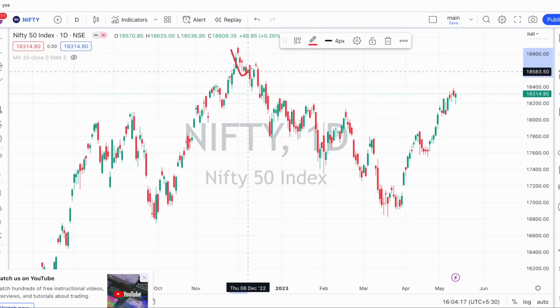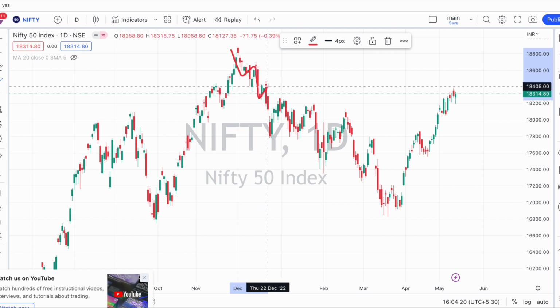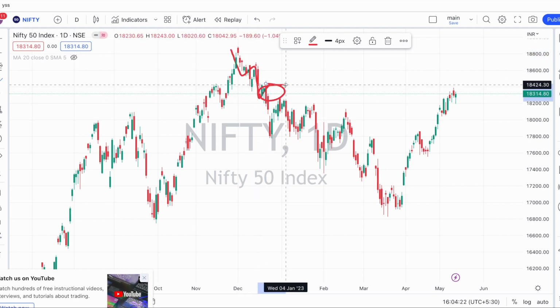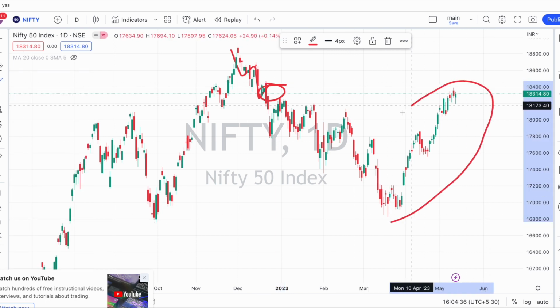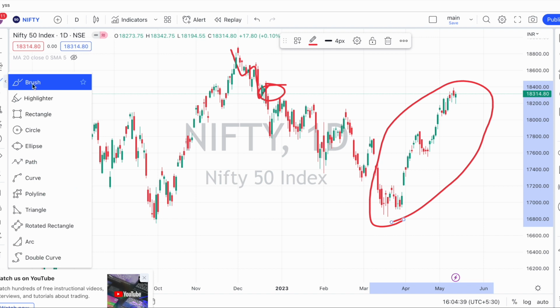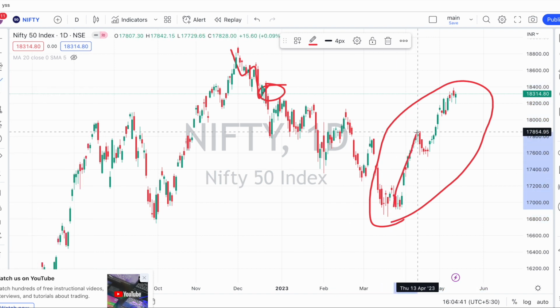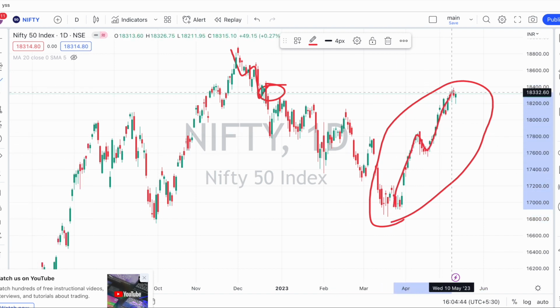Strong move by the sellers, weak move by the buyers. Strong move by the sellers, weak move from the buyers. Over here, we could have taken a position, right? And now, if you look at this particular branch of the chart, currently what is happening? A strong move by the buyers, a weak move from the sellers.